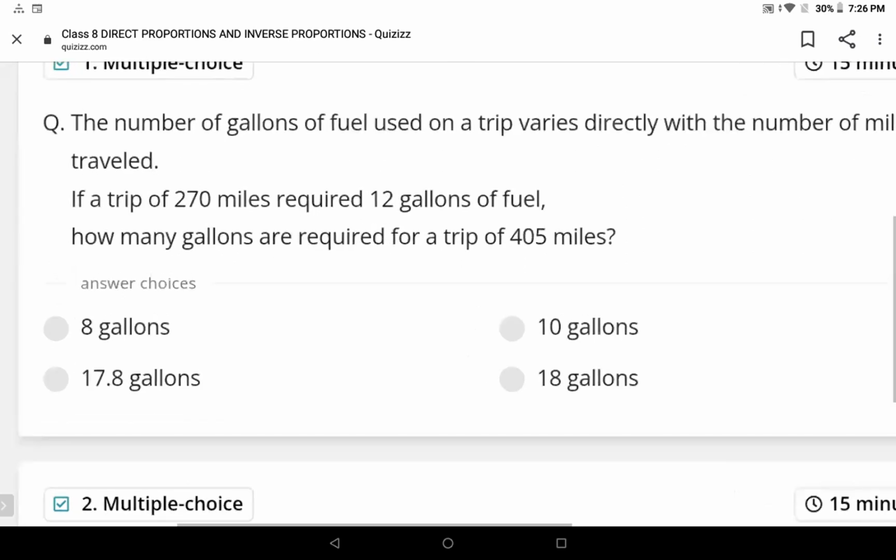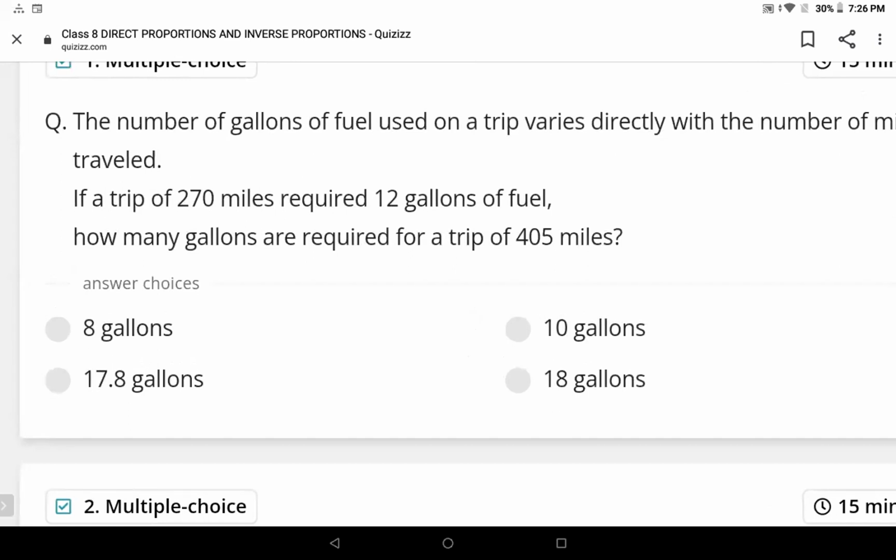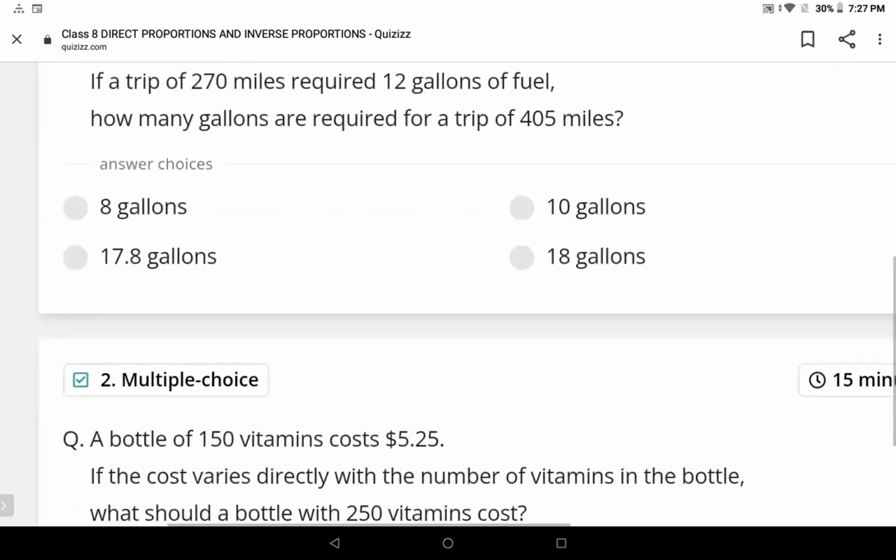Direct proportion. So, ma'am, it's 18 gallons, because if you do 405 by 270 into 12, you get 18. Very good. 270 miles required 12 gallons and 405 miles required how many gallons, you are supposed to find out. 405 by 270, so 18 gallons. Very good.